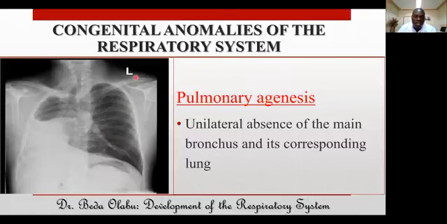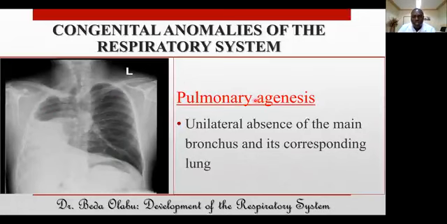So the left lung is present and has even expanded to occupy the position that is not occupied by the right lung, which is missing here. And that's why you see, even in this chest, the side with normal lung is expanded compared to the other side that's abnormal.